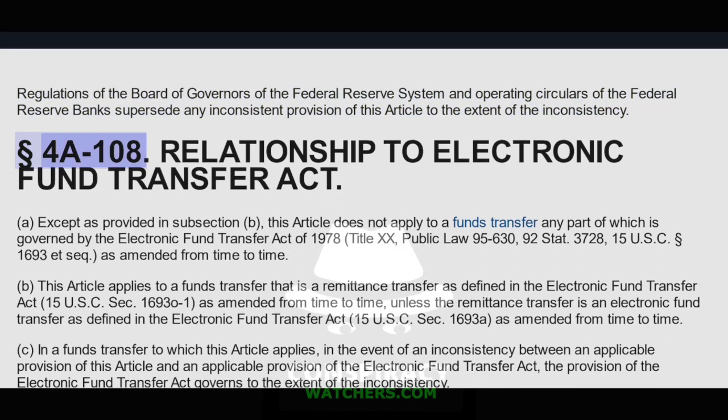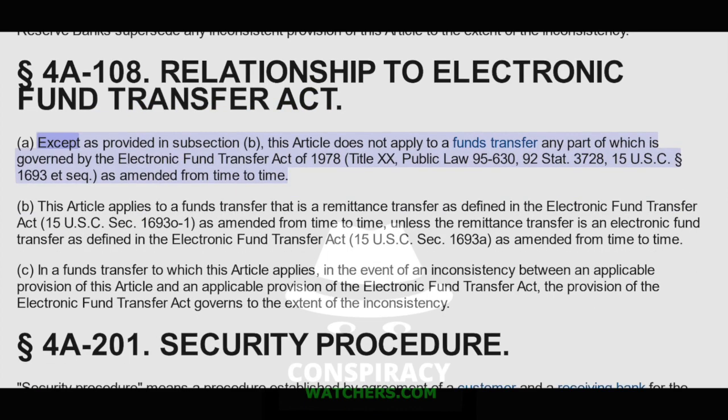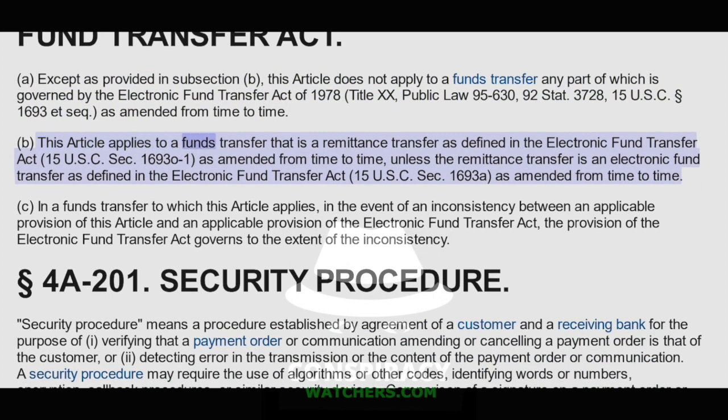Section 4A-108. Relationship to Electronic Fund Transfer Act. Except as provided in subsection (b), this article does not apply to a funds transfer any part of which is governed by the Electronic Fund Transfer Act of 1978 as amended from time to time. This article applies to a funds transfer that is a remittance transfer as defined in the Electronic Fund Transfer Act as amended from time to time, unless the remittance transfer is an electronic fund transfer as defined in the Electronic Fund Transfer Act as amended from time to time.